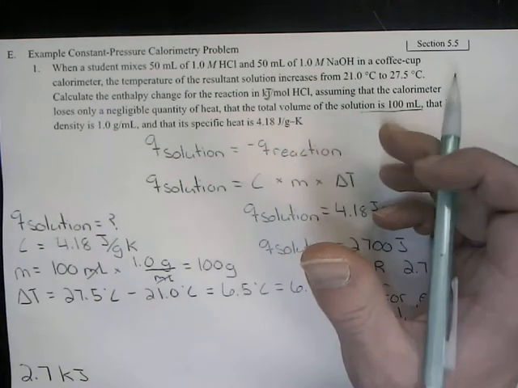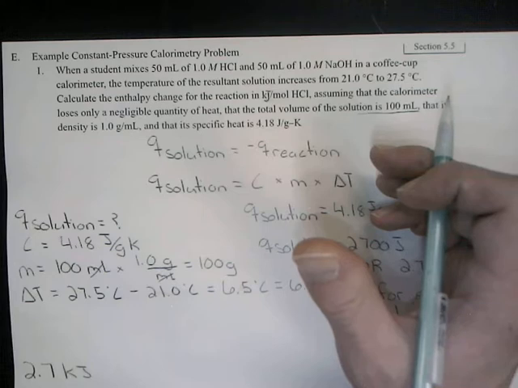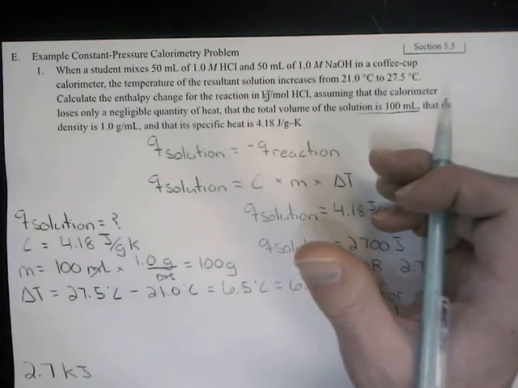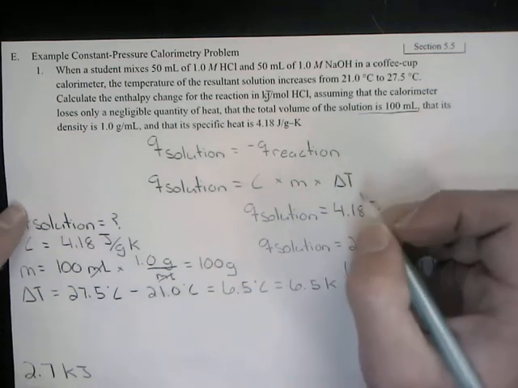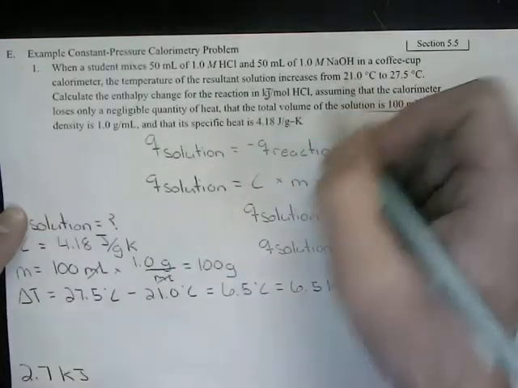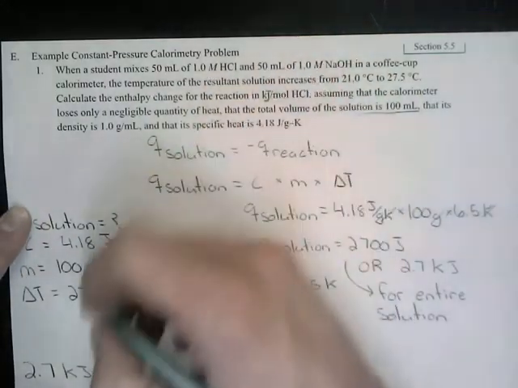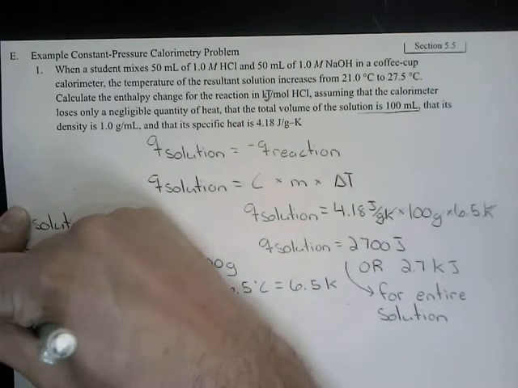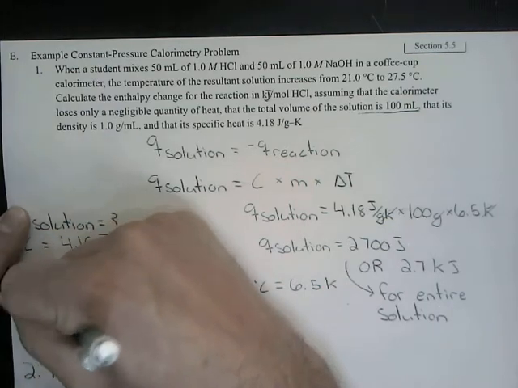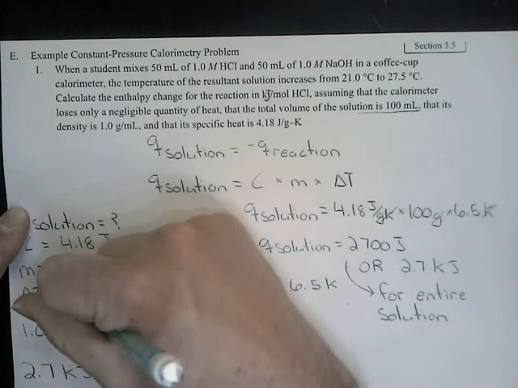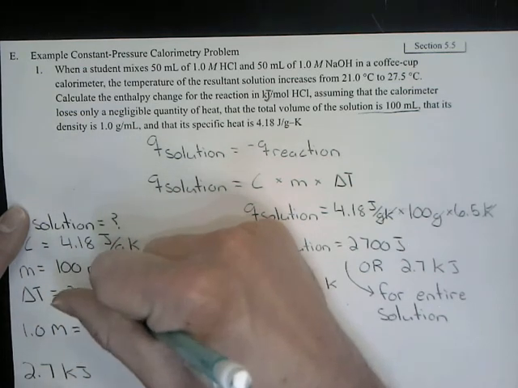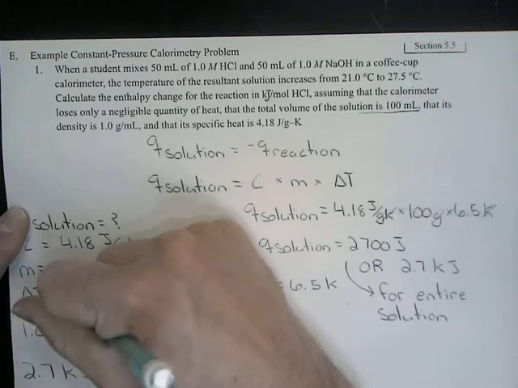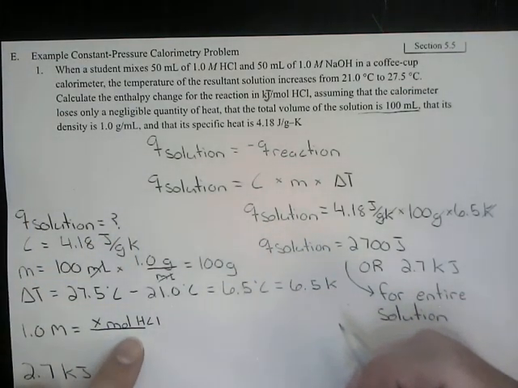With that, we can find the number of moles utilizing our conversion for molarity. As a reminder, our molarity of HCl is 1.0 molar. So 1.0 molar is equal to our number of moles, which we don't know, the moles of HCl. We can call that X, divided by our liters.